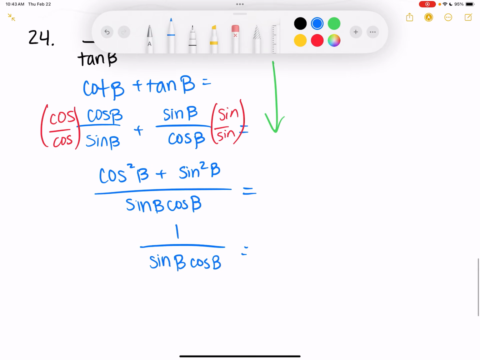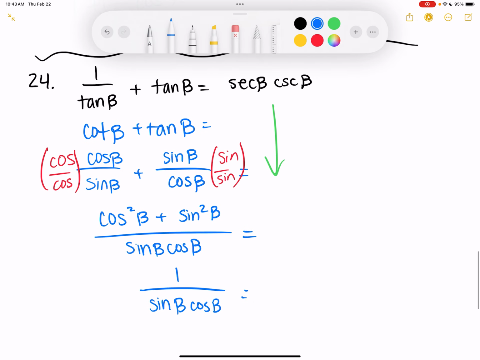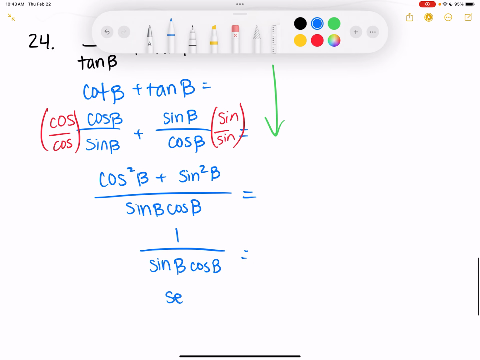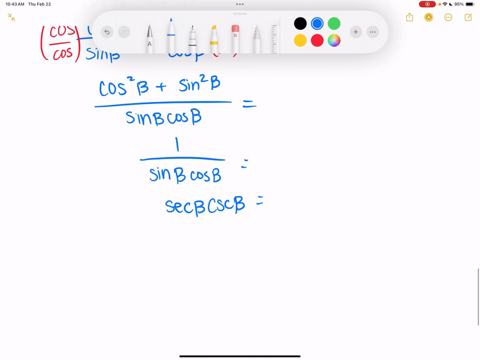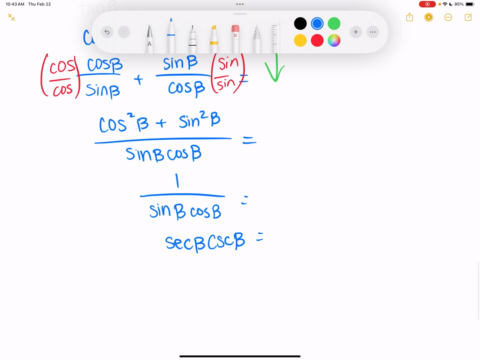And then 1 over cosine is secant, and 1 over sine is cosecant. The only reason I did it in that order is because that's the order they had it in, but they would be equivalent either way. How did it become 1 on top? Sine squared plus cosine squared is 1.